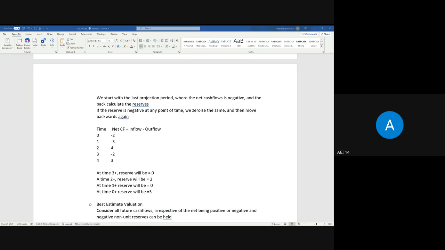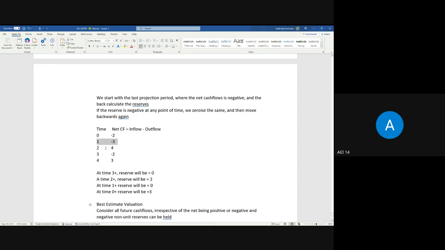Does this make sense? Just had a question with the time 1+. At time 1+, we had this positive cash flow, and before that we had the reserve of 2. I did not understand why we landed at 0 at time 1+. If you think about it, there's a positive net cash flow of 4. So if I were to calculate a reserve, it would become 2 minus 4, which becomes minus 2, and we will zeroize it. Okay. This is when we are not considering any interest rates. If you would consider interest rates, we just discount the same every year by the interest rate applicable every year.